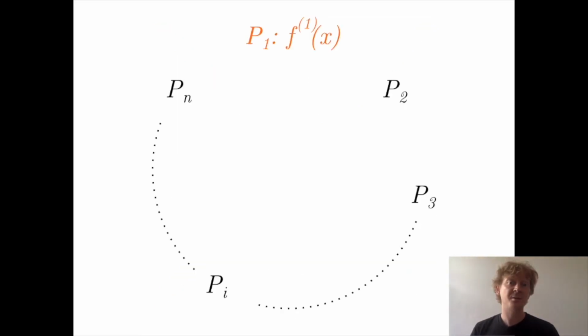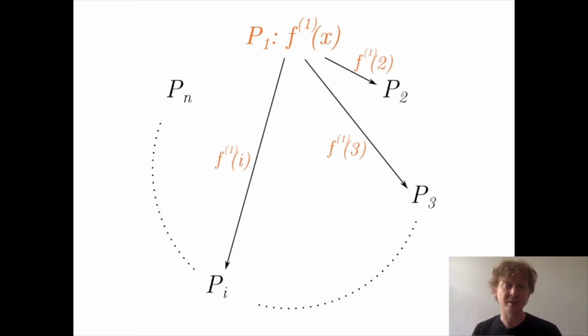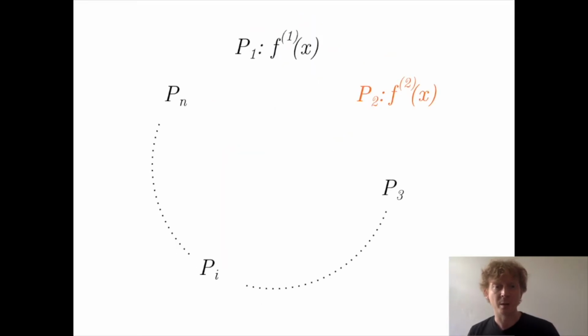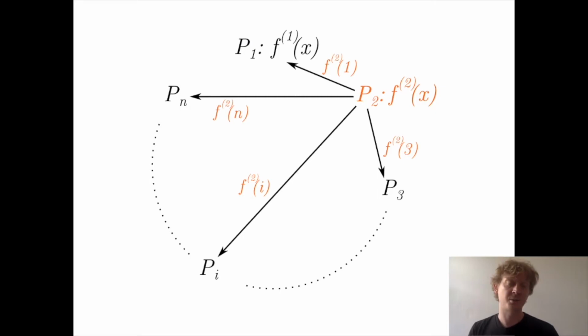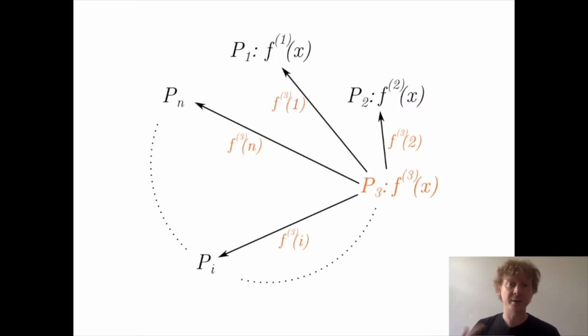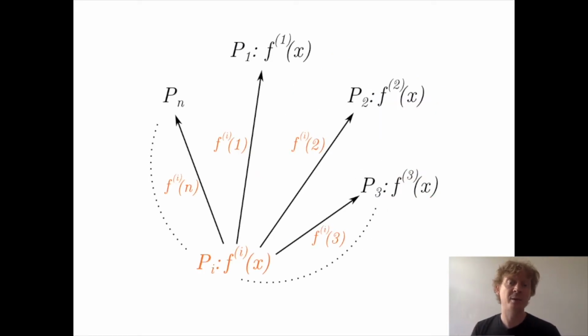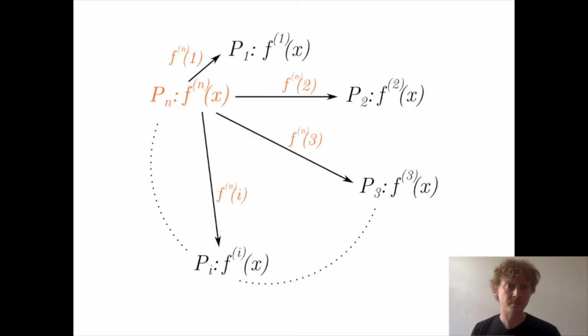Player 1 takes the role of the trusted third party and generates a polynomial called f1. Then it evaluates it at all positions related to parties 2 through n and sends them their share. Then player 2 does the same: it generates its polynomial f2 and sends all the shares to the other players. And then player 3, and so on and so forth, until every player has generated their own polynomial.